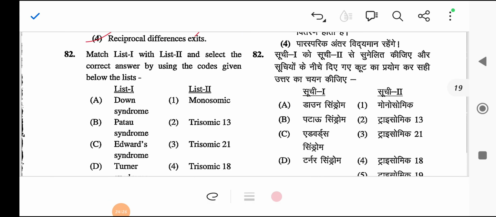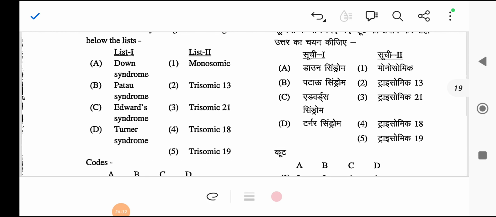Next, so many match the column questions came this time and they are very scoring. So you memorize this by heart. Which chromosomal aberration causes which syndrome? Down syndrome is by trisomy? Down syndrome is by trisomy 21. Okay, Down syndrome is by trisomy 21.